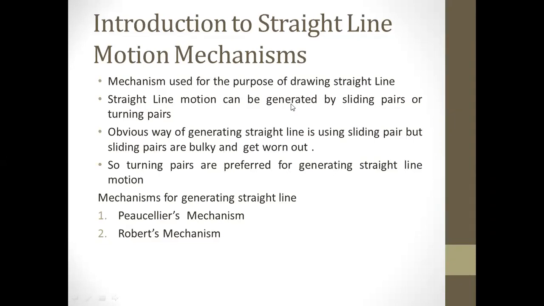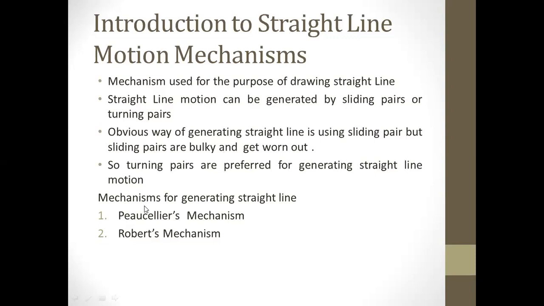So it can be generated by sliding pairs or turning pairs. The obvious way of generating the straight line is using a sliding pair. Sliding pair is easy, but the problem with a sliding pair is it gets bulky. So the mechanism, whatever you design, becomes bulky and it gets worn out. That is why we prefer turning pairs for generating the straight line motion mechanism. So we will mainly use turning pairs.